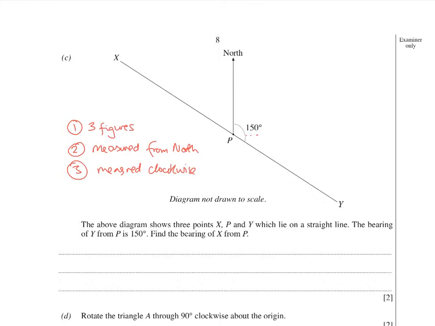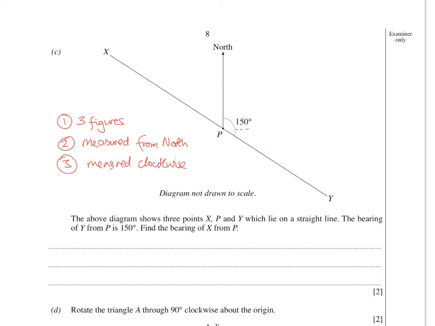Okay, so in terms of what the question's asked me, it says the above diagram shows 3 points x, p and y which lie on a straight line. The bearing of y from p is 150. They've put that into the diagram for me. Find the bearing of x from p. So from p, that's the most important word that I'm looking for, the from p. So I'm here, I'm at p. Where's x? Well, x is here. This is where x is. Let me draw that a bit neater. X is up by here.